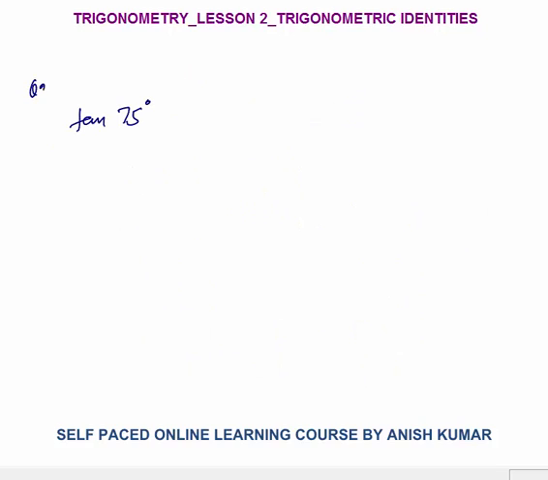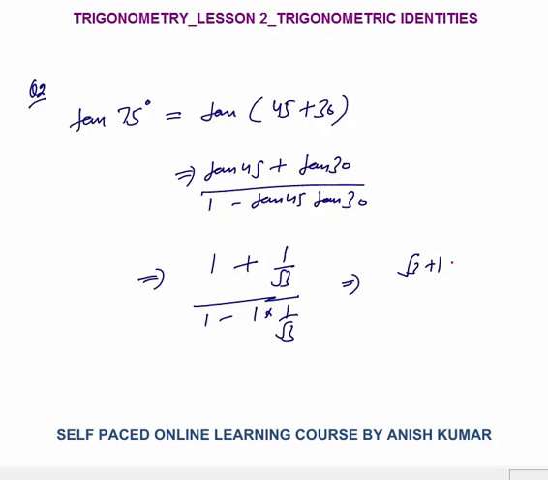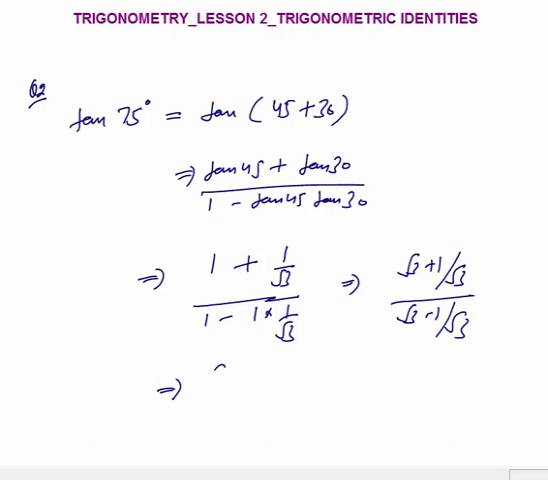Next is the second example. I am taking tan 75. How can you calculate this? Can I say this is equal to tan of 45 plus 30? Now you know that tan A plus B is equal to tan A plus tan B over 1 minus tan A tan B. This equals 1 plus tan 30, which is 1 by root 3, over 1 minus 1 into 1 by root 3. Can I say this equals root 3 plus 1 by root 3 over root 3 minus 1 by root 3? So you will get root 3 plus 1 upon root 3 minus 1. This can be your final answer, or you can rationalize and get the answer in a different form.